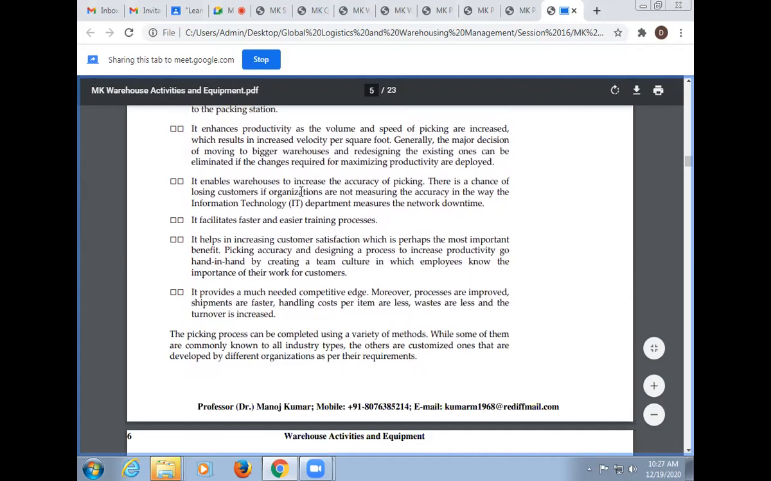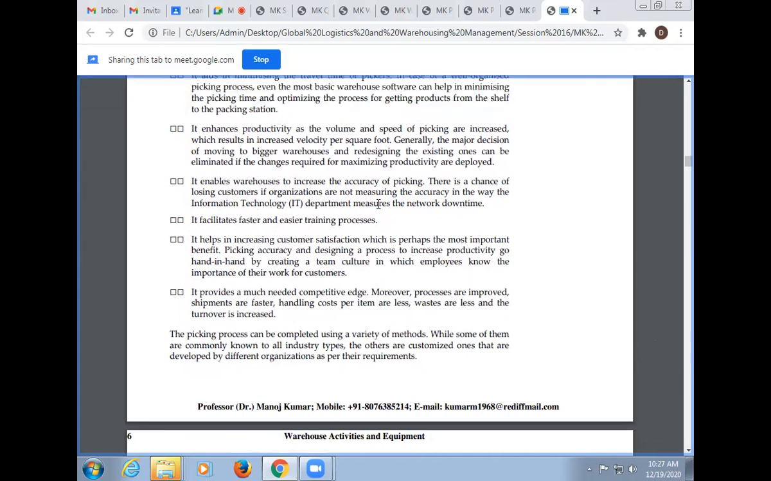It enables warehouses to increase the accuracy of picking. There is a chance of losing customers if organizations are not measuring the accuracy in the way the information technology department measures the network downtime. It facilitates faster and easier training processes. It helps in increasing customer satisfaction, which is perhaps the most important benefit.